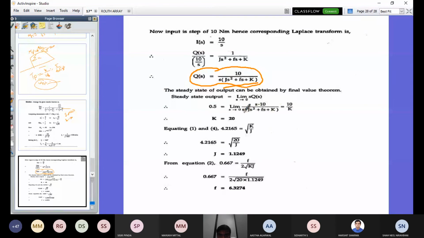So s into E of s is s into this transfer function, 10 divided by s into Js square plus f of s plus k, limit s approaches 0. What will happen? This s and this s cancel, the Js square term goes to 0, the f s term goes to 0, and the denominator is k. ESS is already given as 0.5, so k equals 20 we can get. Any doubt in that?